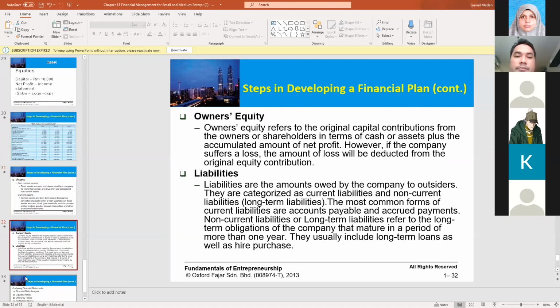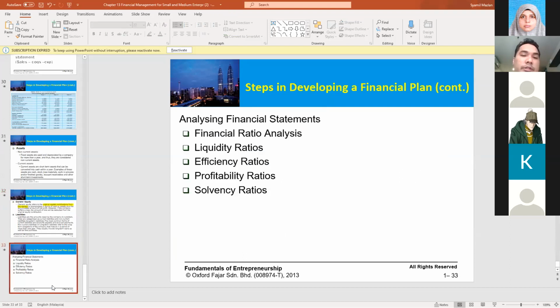On equity, see, owner equity is the capital contributed from the owner. If you are a business owner, you contribute your money in the business. So when the company is making a profit, it will increase your contribution money. If the company suffers a loss, it will deduct your capital contribution.